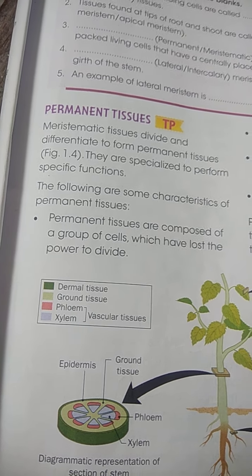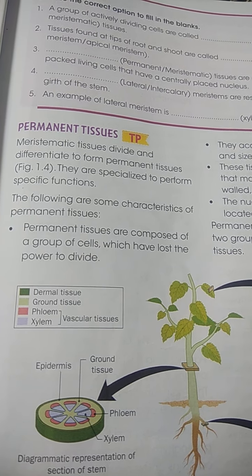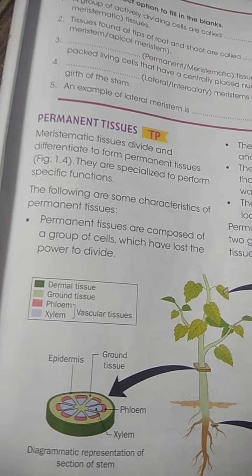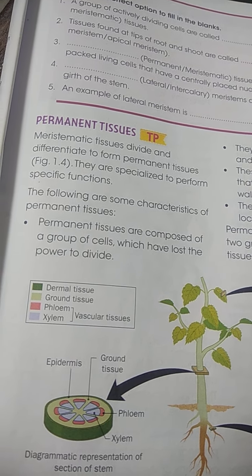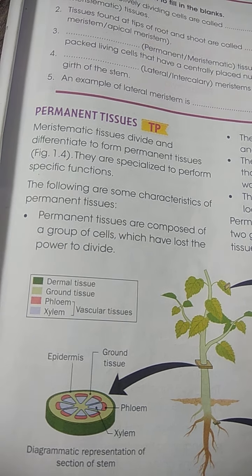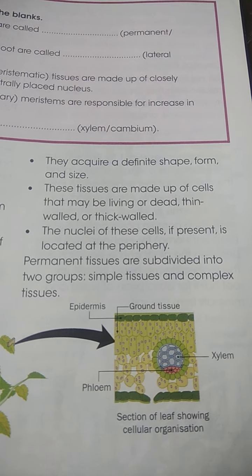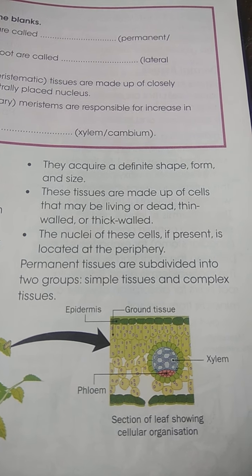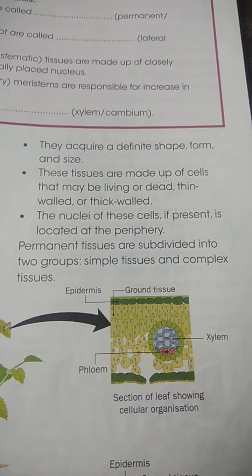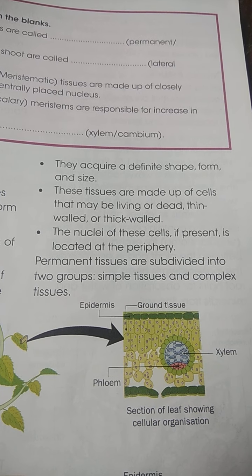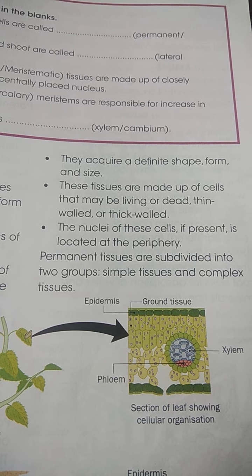So permanent tissues have some characteristics. They are composed of a group of cells which have lost the power to divide. Means they cannot divide. They acquire a specific shape and size, and they are not capable of division. They acquire definite shape, form and size, and these tissues are made up of cells that may be living or dead, thin walled or thick walled. The nuclei of these cells, if present, are located at the periphery.